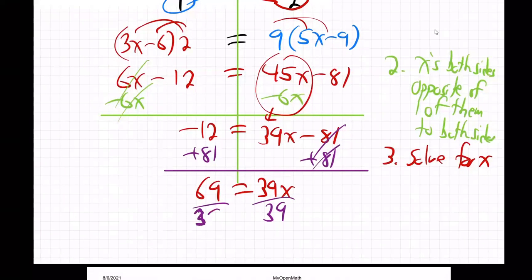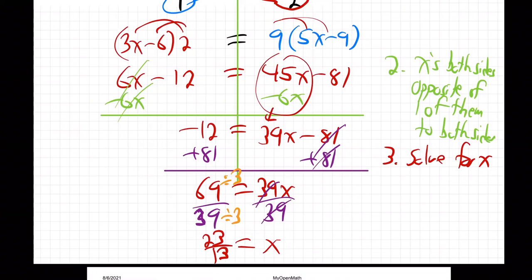Divide by 39 on both sides. I think you can reduce that. I think 3 goes into both of those. That'll be what? Yeah, so you always have to reduce fractions, remember. 23 over 13. Do they want a fractional answer on this one? I think so. Let me double check.